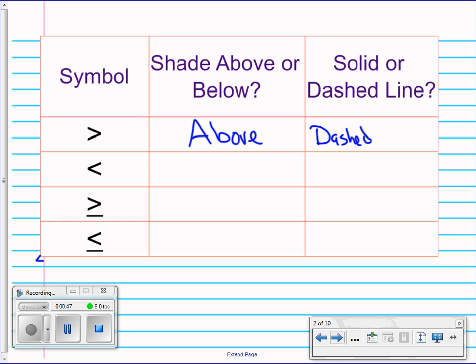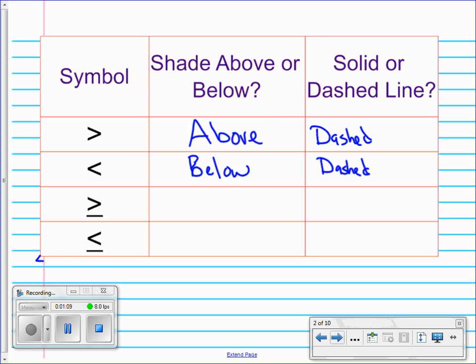The less than symbol means to shade below. So you're going to shade below the line you draw, and it is also dashed to show that the points it passes through are not included, just like the open circle.